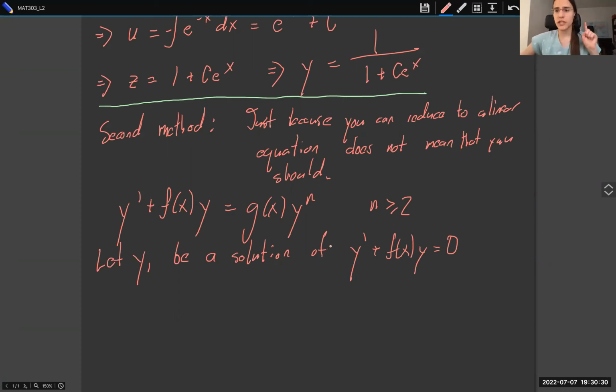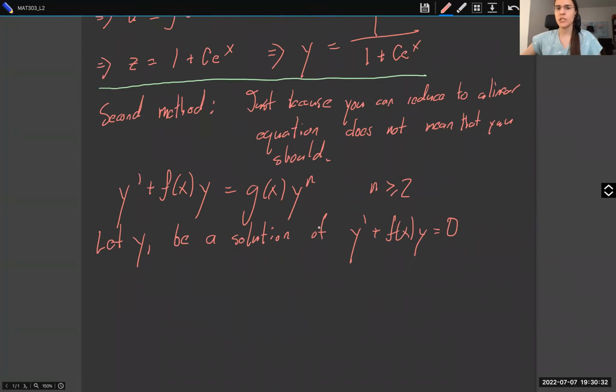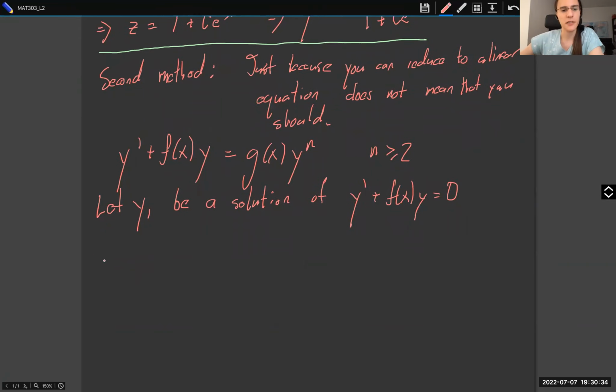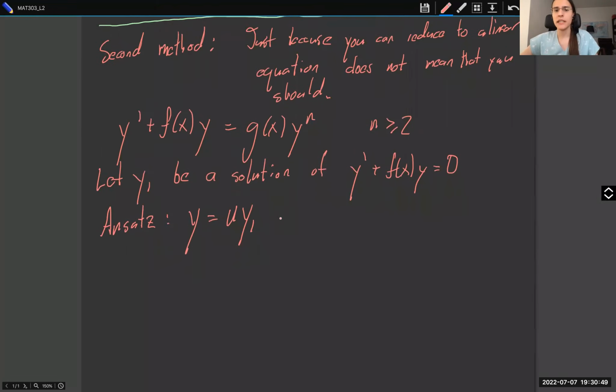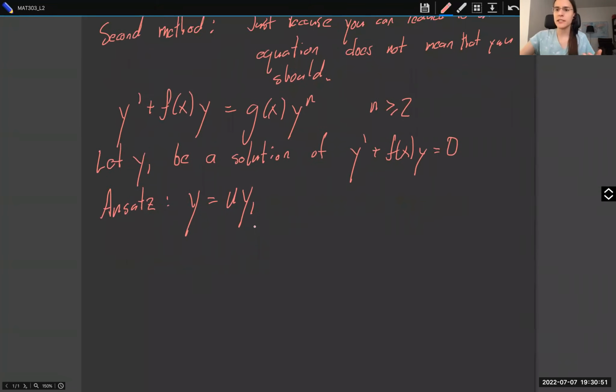Now we are going to use the same ansatz that we used in the variation of parameters, that y is equal to u y1. And so let's see if this ansatz works. Because assuming that we can divide by y1 freely, this doesn't constrain us. And let's see if this simplifies the question.